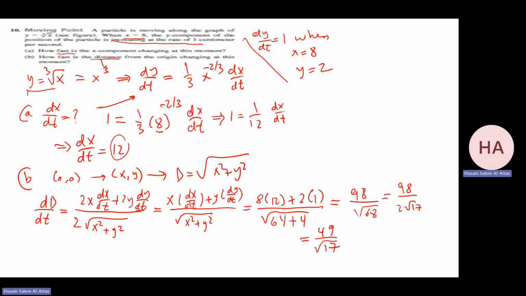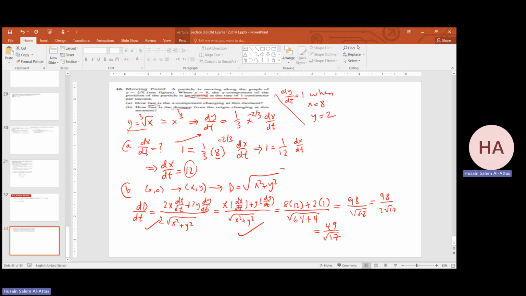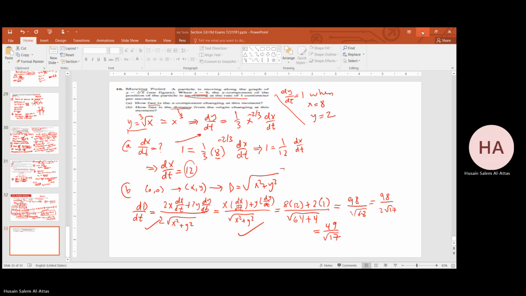So the distance is what I'm looking for. So just differentiate it and substitute. Okay, I think I will stop here. That's enough for this section 3.8. Thank you.